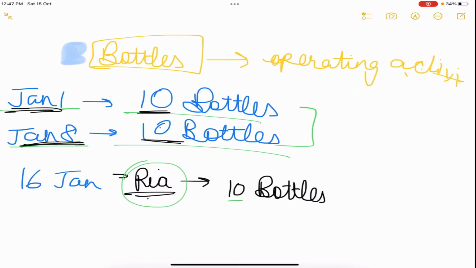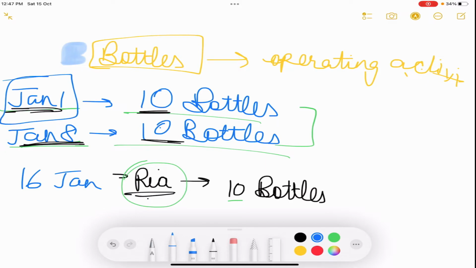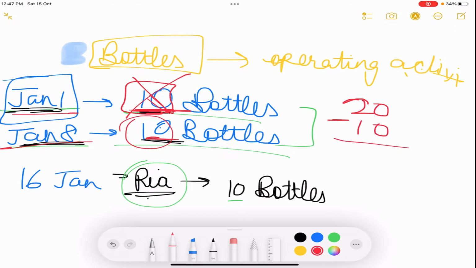Now that you've understood what first in first out is, tell me on 16 Jan, which 10 bottles will I give to Ria? Obviously, I will give Ria whatever I bought on Jan 1st, right? Now tell me, if I give Ria 10 of the bottles, then how many bottles are going to be left in my inventory? So, first I had 10 plus 10, I had 20. But because I'm giving Ria this 10, so this 10 will be over. So I'm left with just 10. Easy. I hope you have no doubt in this.